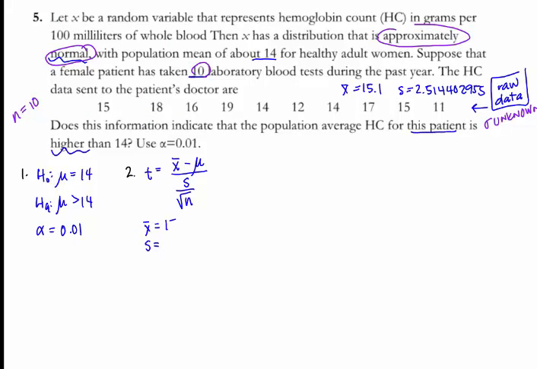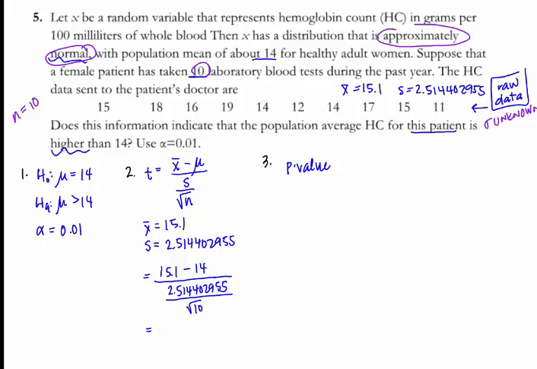So now if we know x bar and the standard deviation, 2.514402955, we can calculate this formula, right? X bar 15.1 minus the mean we assume to be 14, divided by this large standard deviation, divided by the square root of the sample size can give us the value for the test statistic. The next step would be to find the p-value of that test statistic, and then lastly decide what to do. Do we reject the null hypothesis or not?